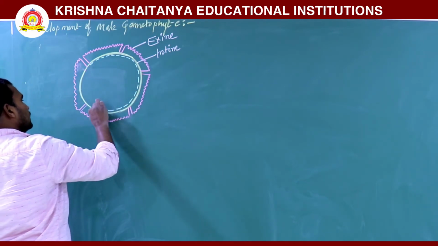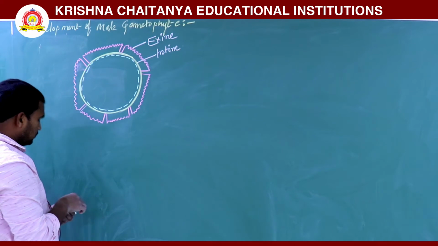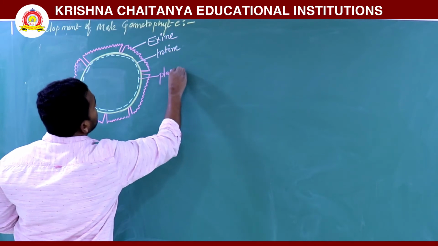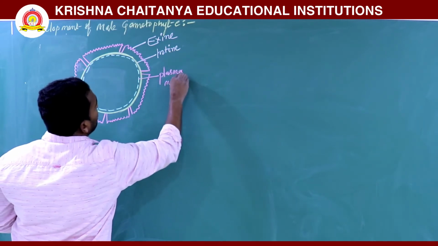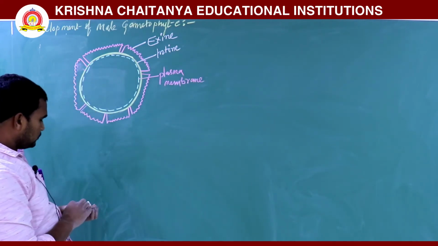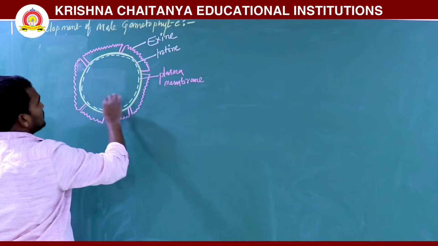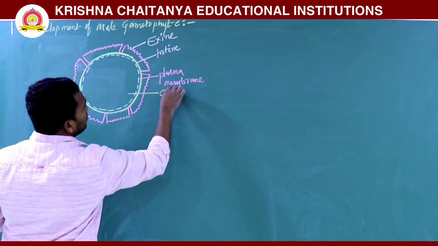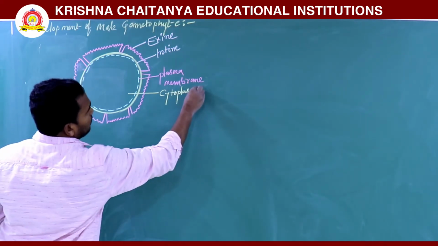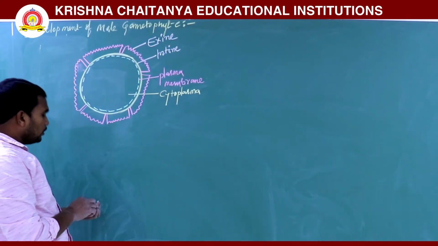This is nothing but the plasma membrane. Next, the inner side is called the cytoplasm. In the cytoplasm, two nuclei are there.